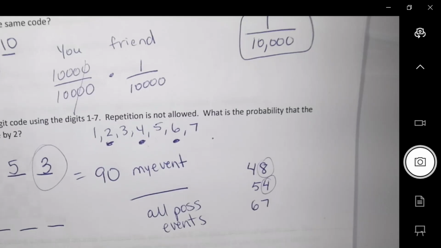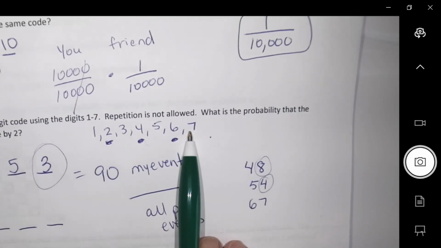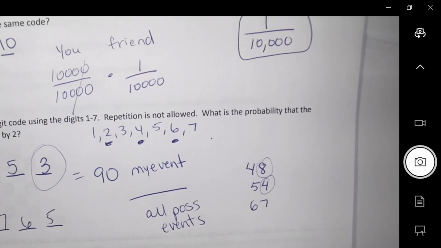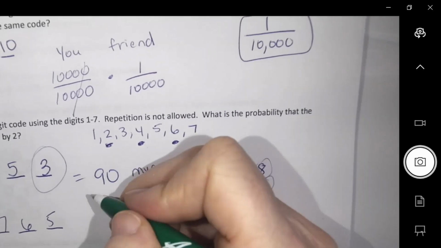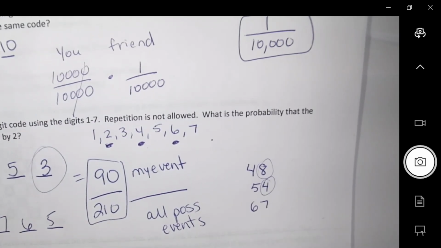And what would you do if you were making this code with all possibilities? So basically understanding it doesn't have to be even now. So I have all these digits, so it should be 7, 6, 5, right? Because repetition is not allowed, but we're not worrying about it being even anymore. So there's the probability, 90 out of 210. My event, it being even, out of all the possible codes.